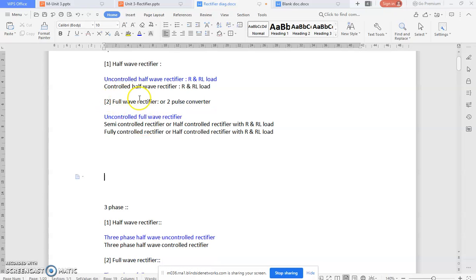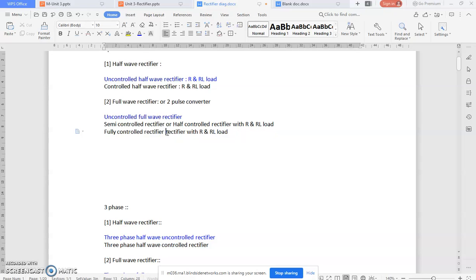Then the full wave rectifier. Similarly, there are two types available: one is fully controlled, the second is half controlled, another name for which is semi controlled. As per the syllabus, we'll go to these two topics only. So we'll go ahead with the semi-controlled converter, or another name is half control converter. Then the next one is the fully controlled converter.